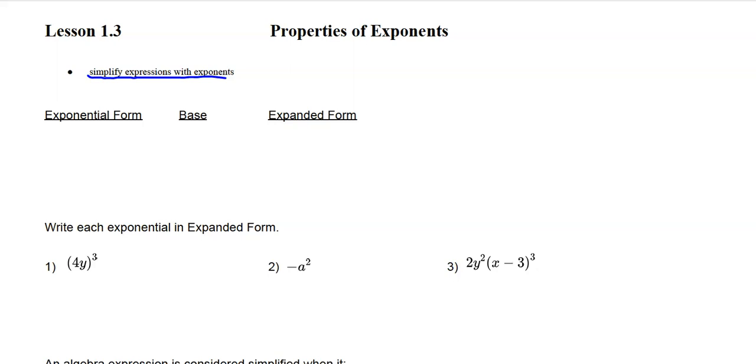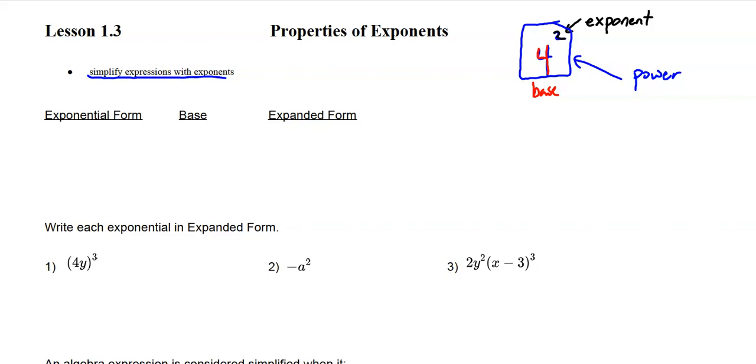So first off, we're going to compare exponential form, the base, and expanded form. Let's say that I have something like 4 to the second power. Well, the 4, the big number, that's what we call the base. And then the 2 up here, that's what we refer to as the exponent. So we have a base, we have an exponent, and then the whole thing together, this entire chunk, is called a power. So those are the different pieces. When I'm referring to the base or the exponent, we know what we're talking about.